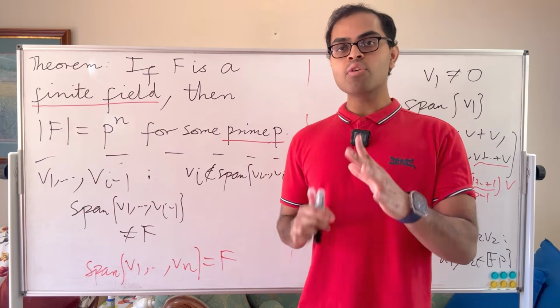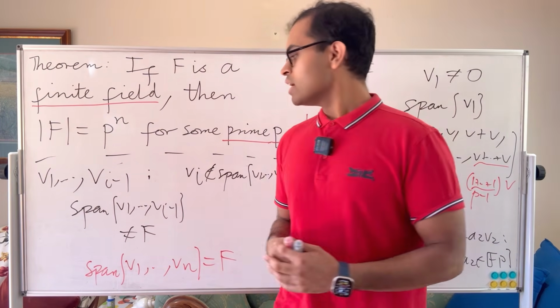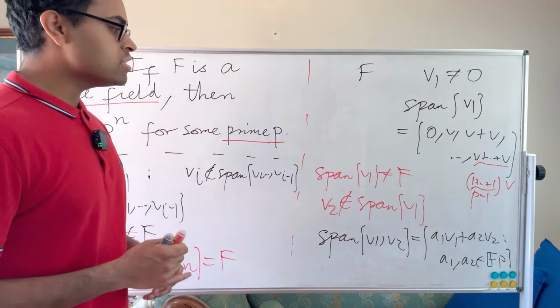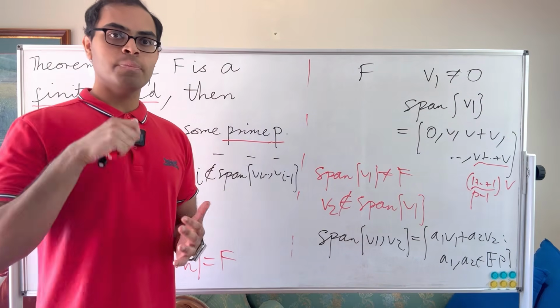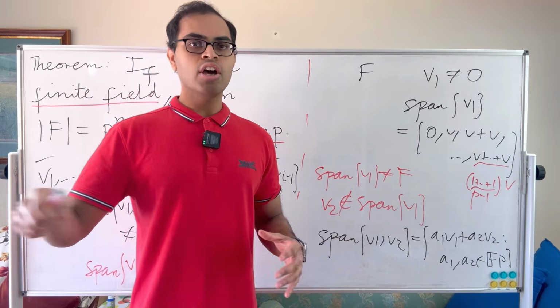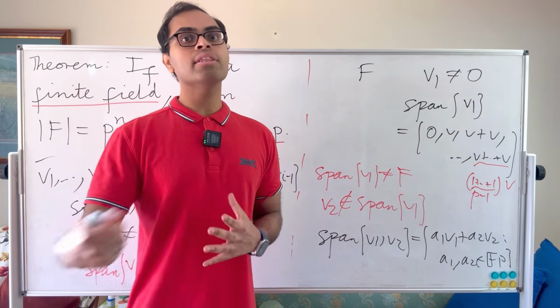And I want to point out why this doesn't use the axiom of choice. It doesn't use the axiom of choice because when you're dealing with the axiom of choice, you have to pick something from a bunch of sets, and you don't have a formula or an algorithm for picking it.